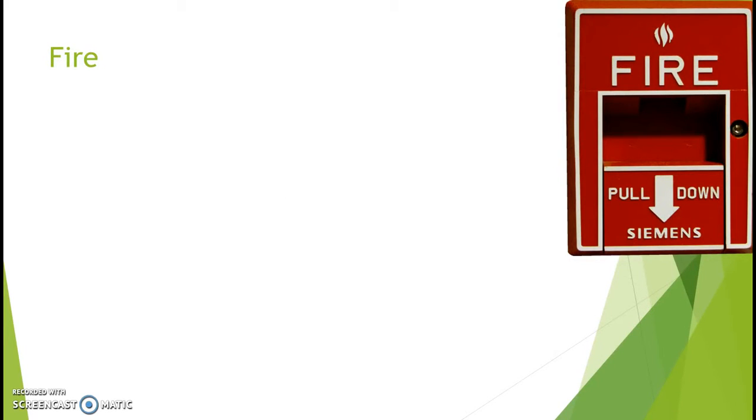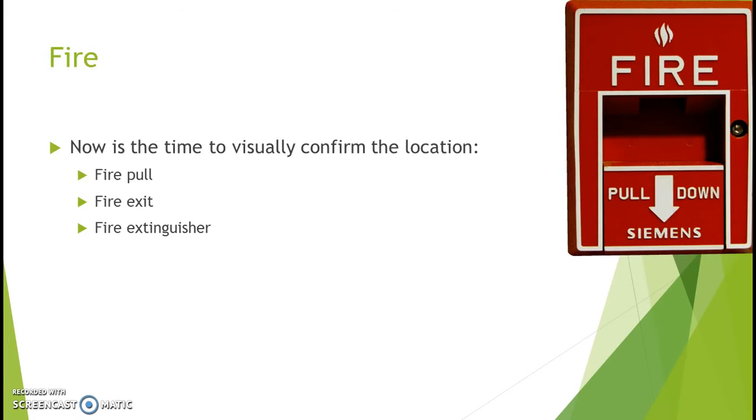We have all been trained in what to do about fire. It's a very unlikely circumstance in our classroom, but now's the time. Visually confirm the location of the fire pole that's outside the classroom, where your fire exit's located, and where the fire extinguisher is for the classroom. It's over by the front door.